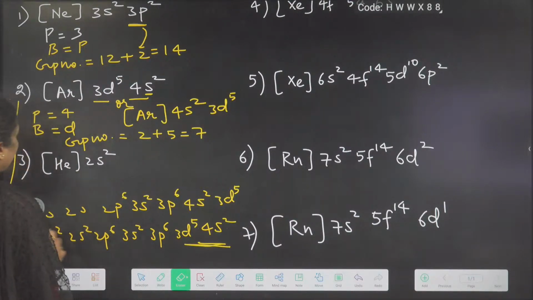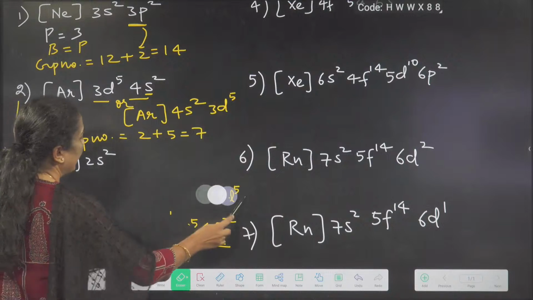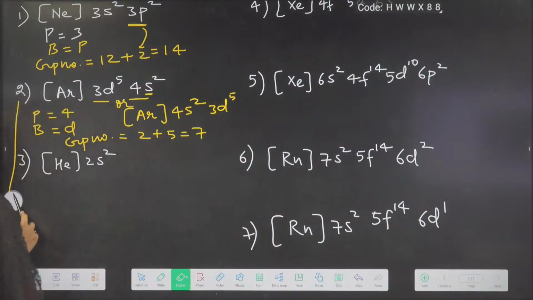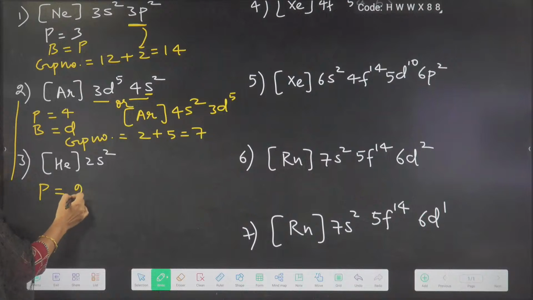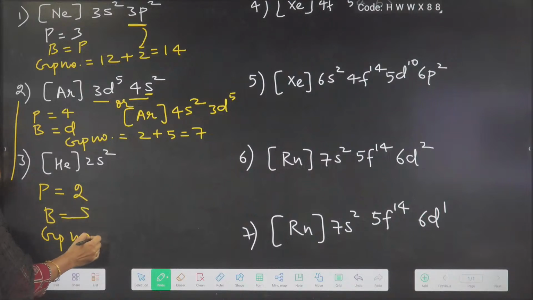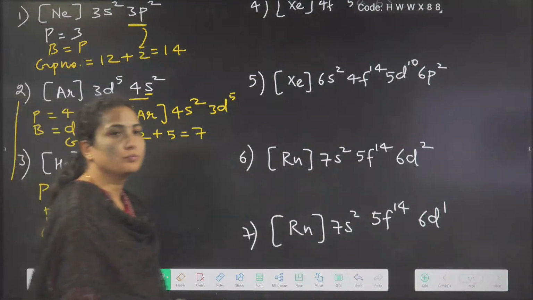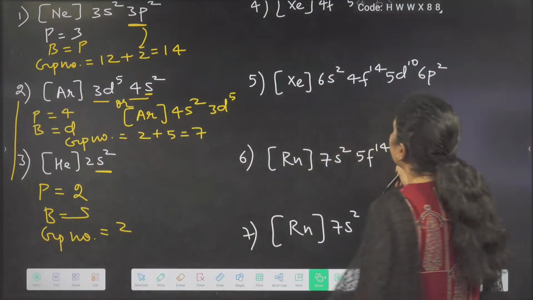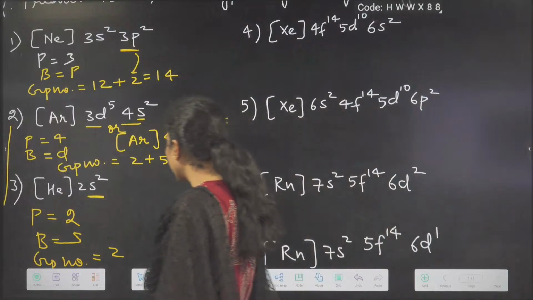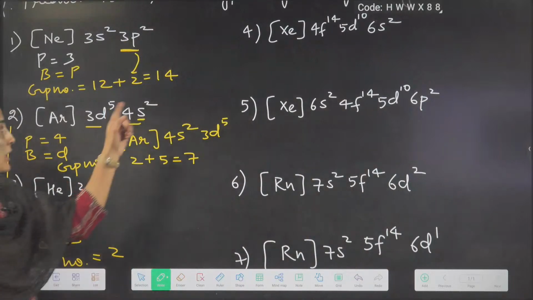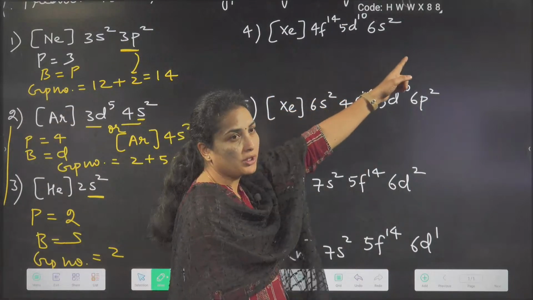Now the next one I have written here, helium 2s2. So in this case, what I'm going to write down, the period will be second, the block will be S, and the group number will be simply what? How many electrons in NS2? So the group number should be 2. Good. Now for the fourth one also, the examiner has given it shell-wise, right?